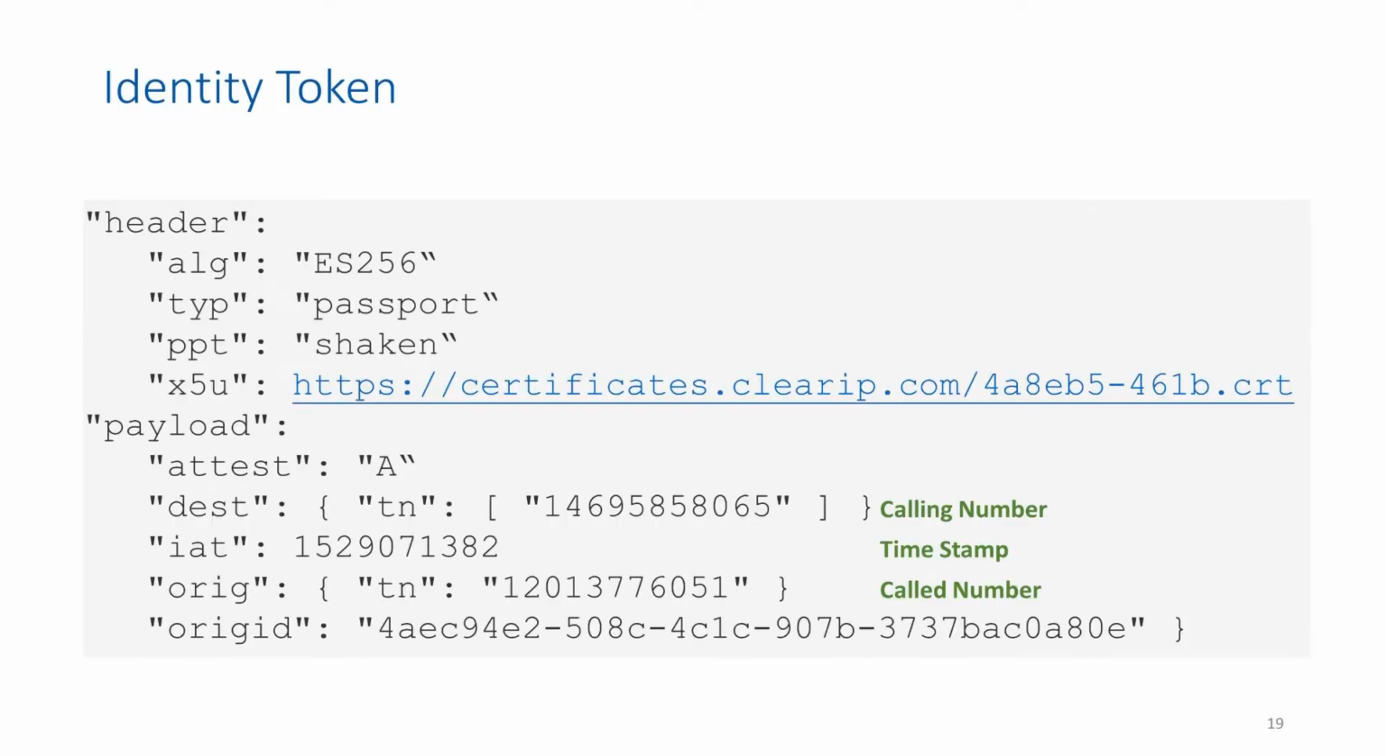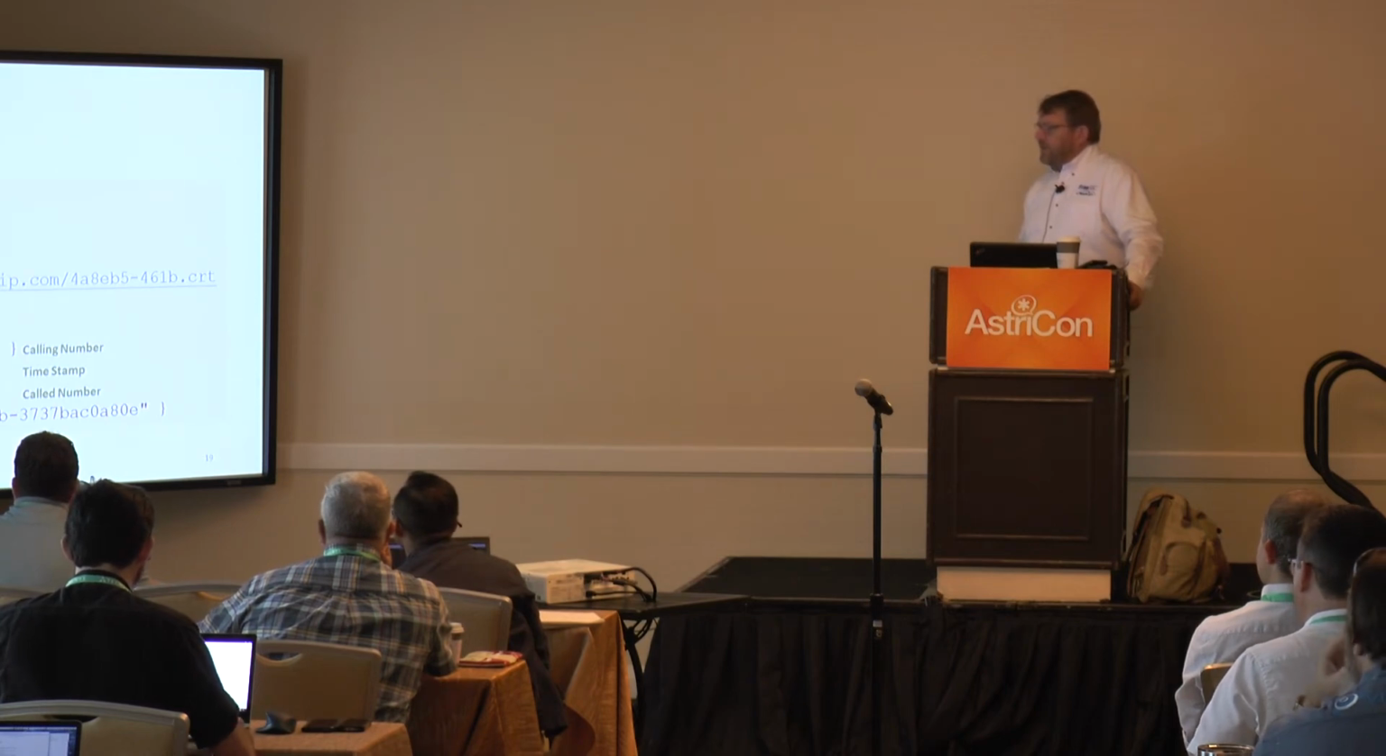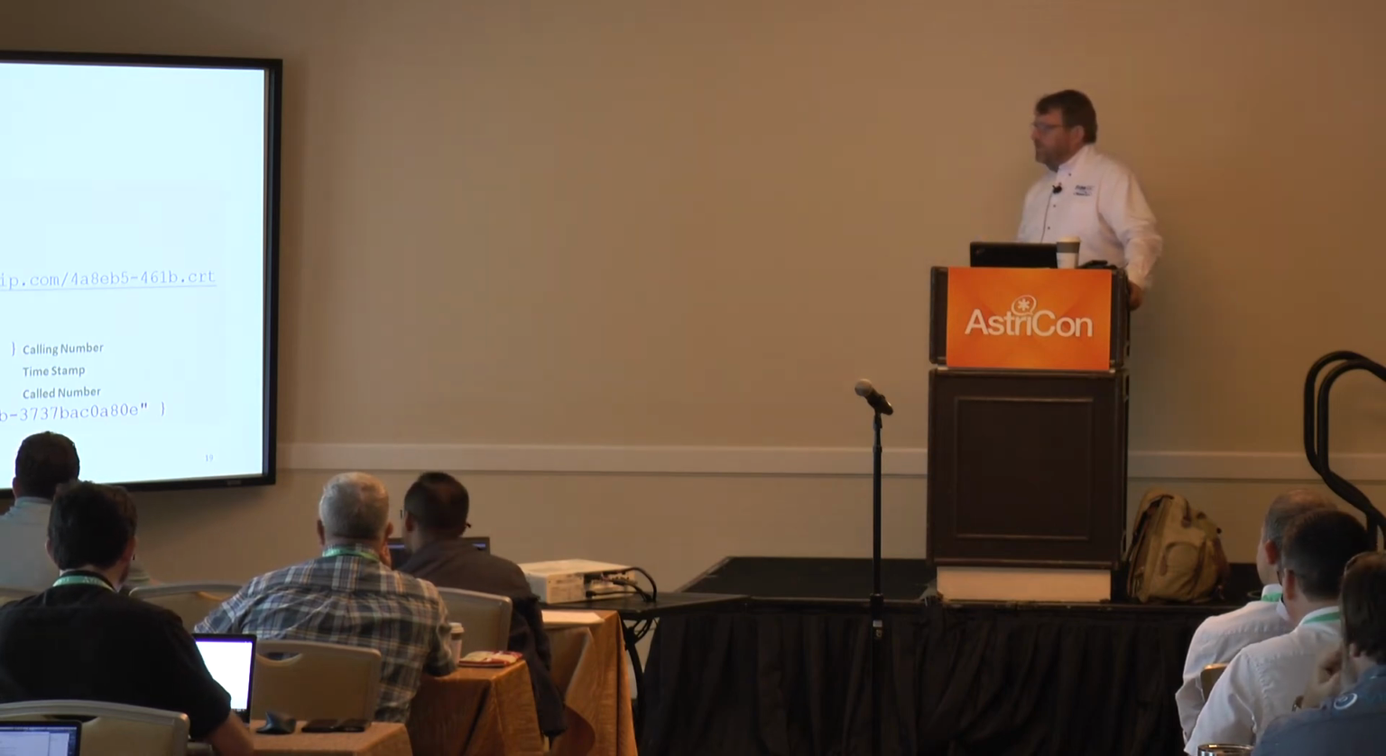And this is what one of these identity tokens looks like when it's not encrypted. It's got a couple of key things. First of all, its header identifies it as the SHAKEN header. That x5u is where the public certificate is. And then that attestation I was talking about is, in this particular case, an A, meaning this is a subscriber and I know who it is. The number we're trying to call is this 1469 number. Then the timestamp, the originating call number, the caller ID, and then this originating ID is kind of a hash code that the service provider can attach to identify that particular call if they need to go back for billing purposes or whatever.